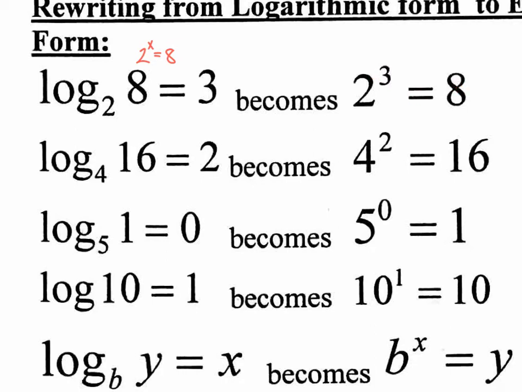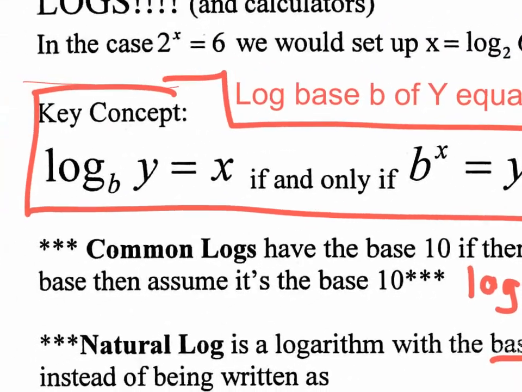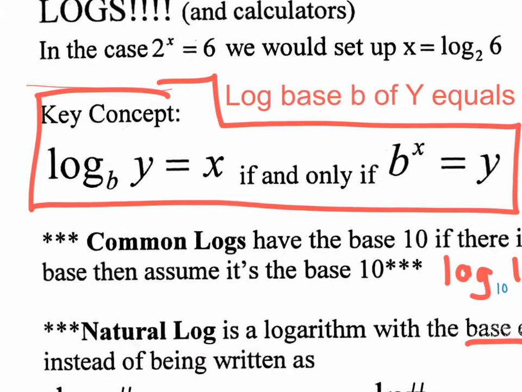Okay? And see, this rewriting from logarithmic to exponential comes from this most important truth that we learned up here. Once again, the base on the logarithm is going to become the base on your exponent situation. The of part, the number, becomes the answer over here. And the answer here becomes the exponent here. So whenever you have log base b of y, you're going to think, b to what power gives me y? And that's exactly what it is over here.